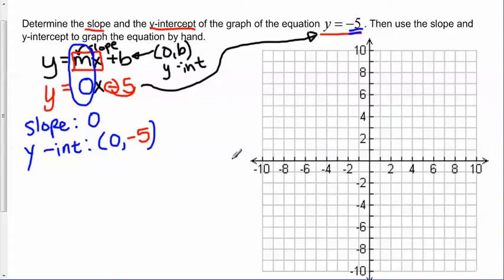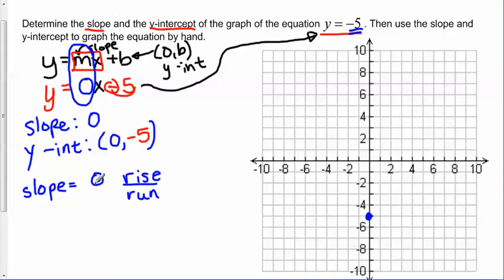So the y-intercept is 0, -5. So let's plot that first. So from the origin, there's 0, and I go down on my y-axis down to -5, and I put a point right there. Now let's think about this slope. The slope, we said, equals 0. And remember, we want to be thinking about slope as the rise and the run, rise over run.